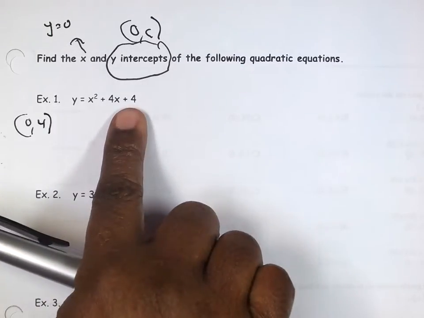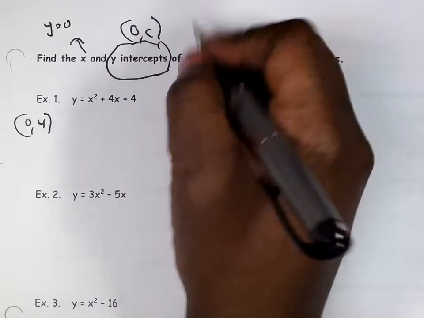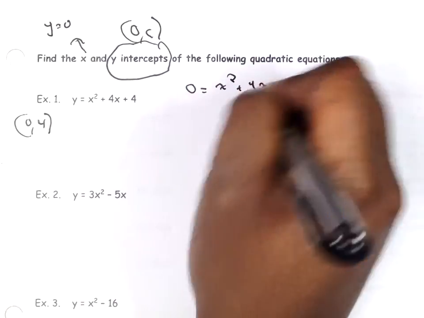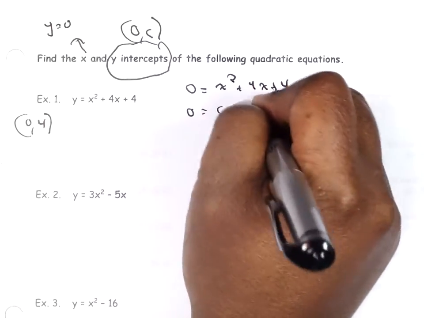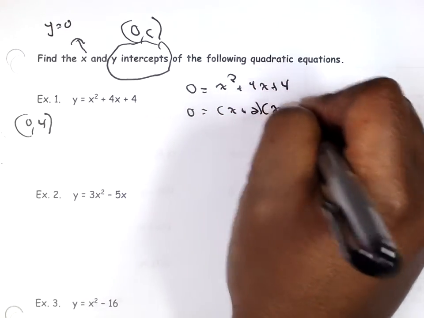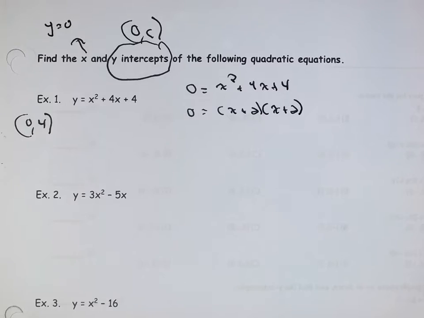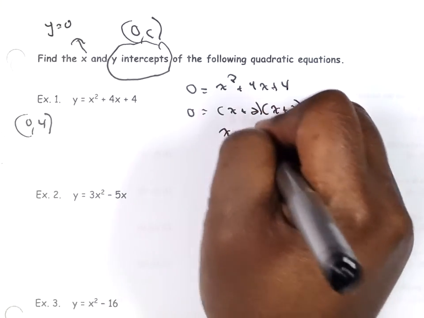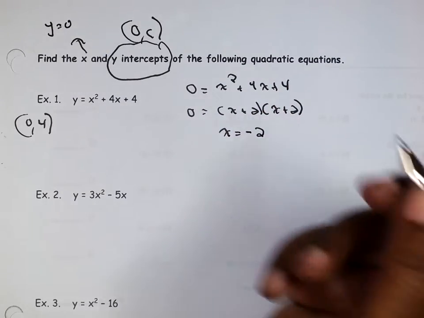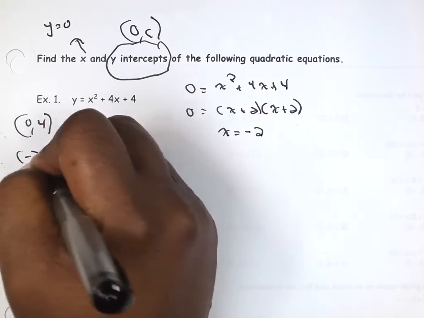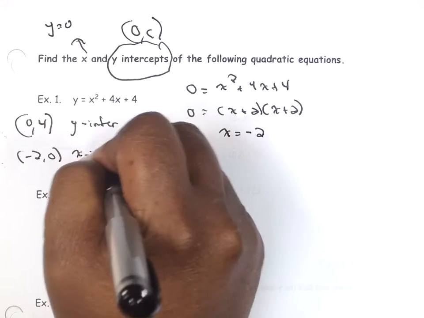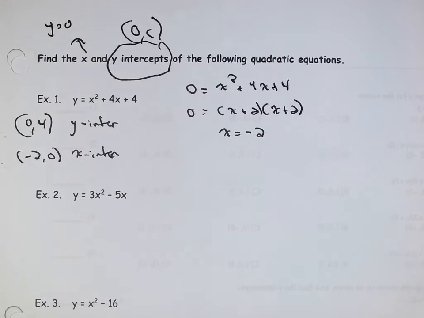So because c is 4, the y-intercept is (0, 4). Now the x-intercept. We have 0 equals x squared plus 4x plus 4. So this is factorable, and it's a double root, (x plus 2) times (x plus 2). So the x-intercept, there's only one, and it's x equals negative 2. So the y-intercept is at (0, 4). The x-intercept is at (negative 2, 0).